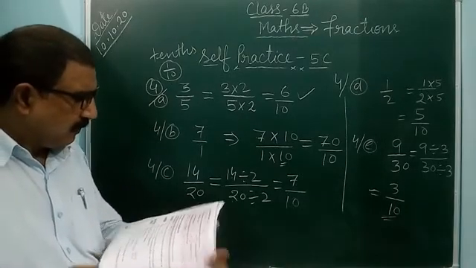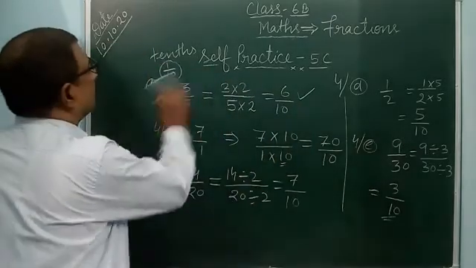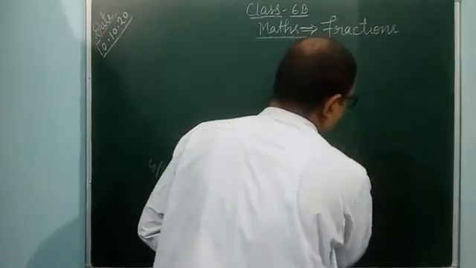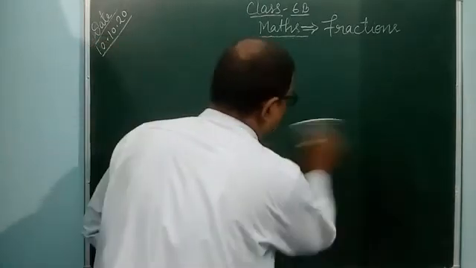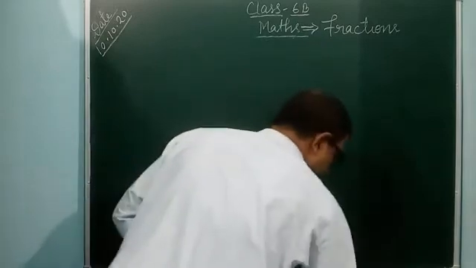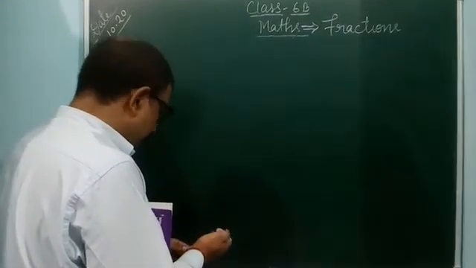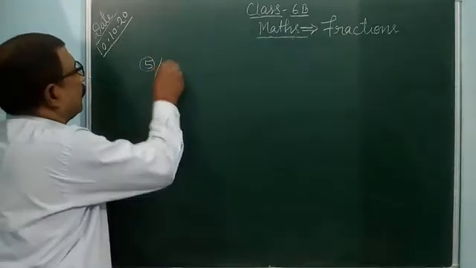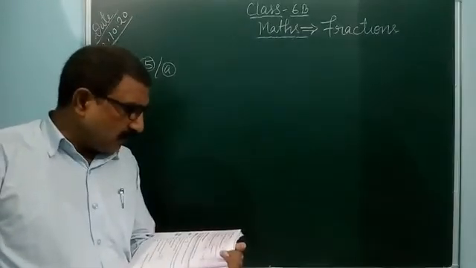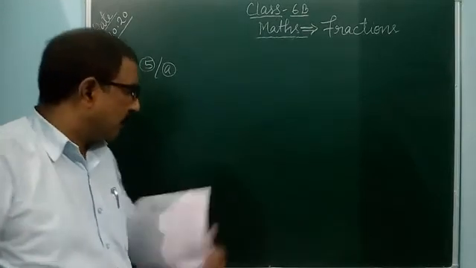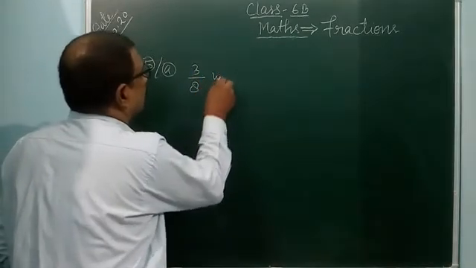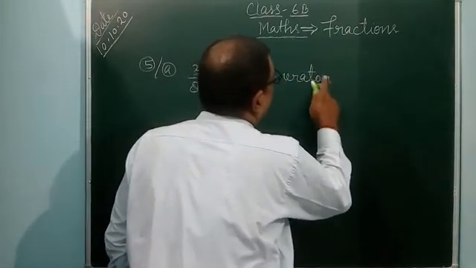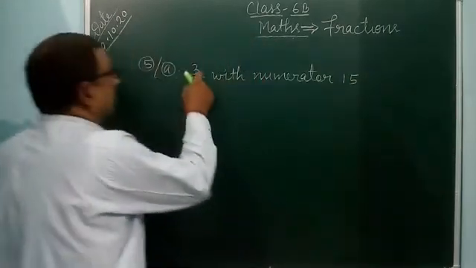Question number 5, 5A. For this question, find equivalent fractions for the following fractions as directed. 3 by 8 with numerator 15. The numerator must be 15.